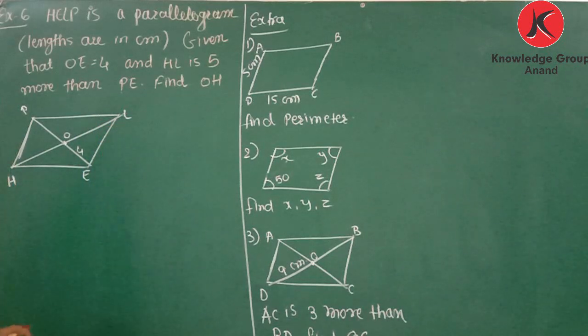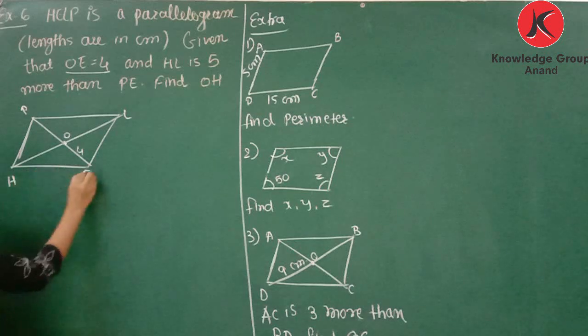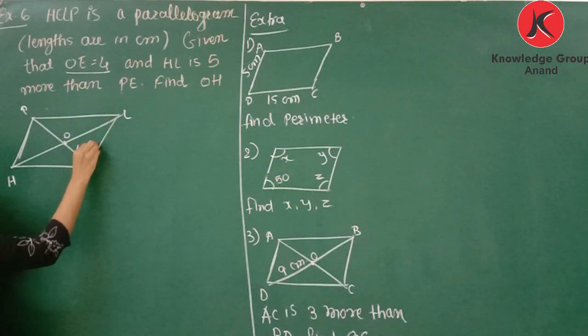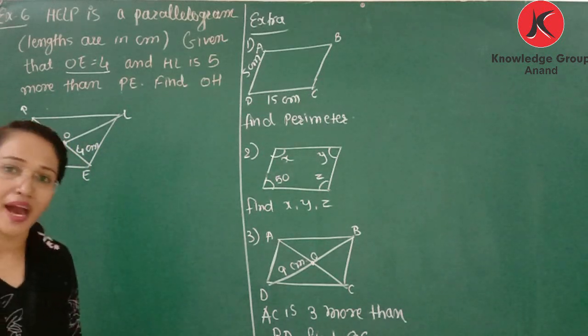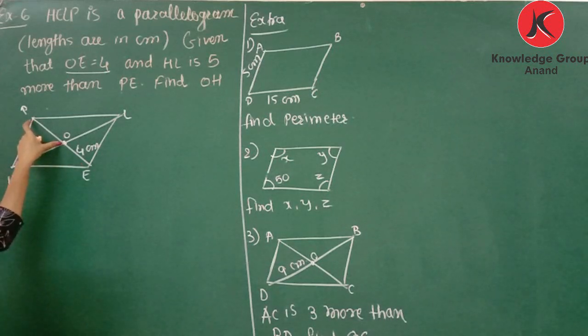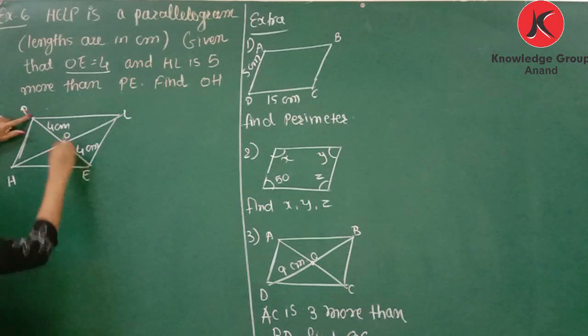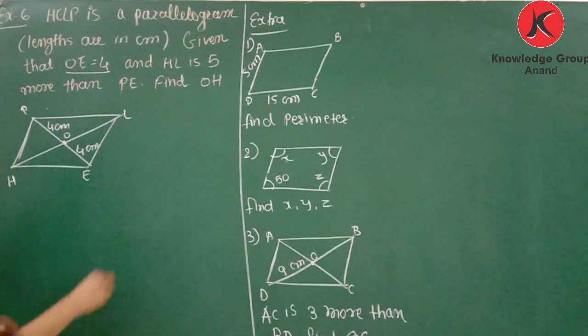Okay, so here what is given? OE. So we will draw a figure, that is HELP. OE is 4 centimeters. So we learn the property, that is diagonals bisect each other. So whatever length of OE will be same as OP. So OP is also 4 centimeters. So what will be PE? It is 4 plus 4. Now we get PE 8 centimeters.